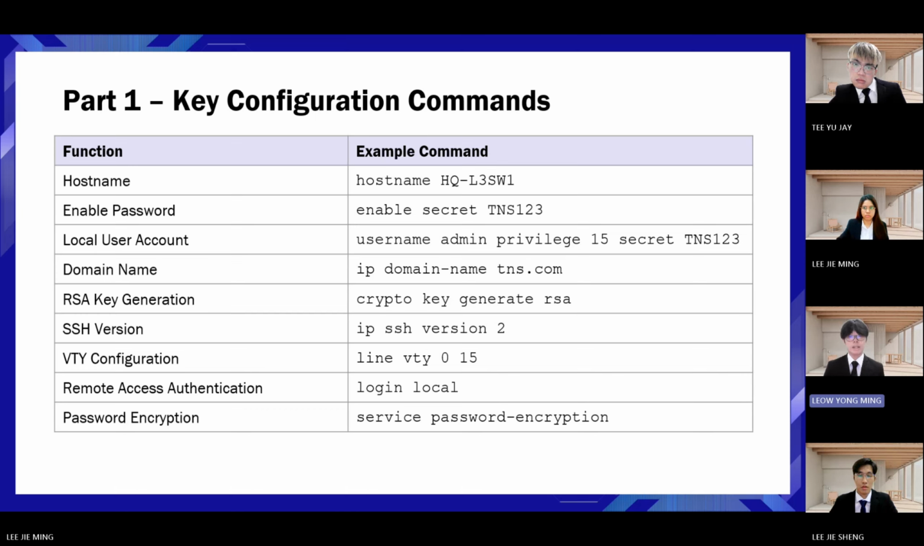The domain name and RSA key commands are required for SSH implementation. Finally, SSH version 2 is enabled to provide encrypted remote access to network devices. These configurations will be applied consistently across all routers and switches in the network.